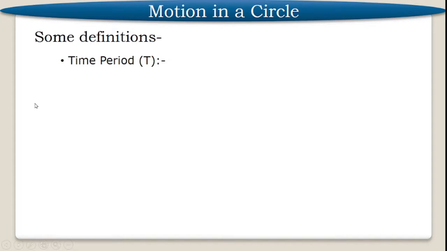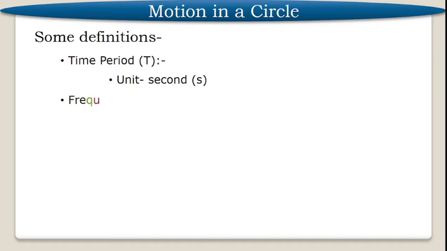First one is time period. What is time period? The time required to complete one cycle in a circular path is called time period. It is denoted by T and its unit is second.